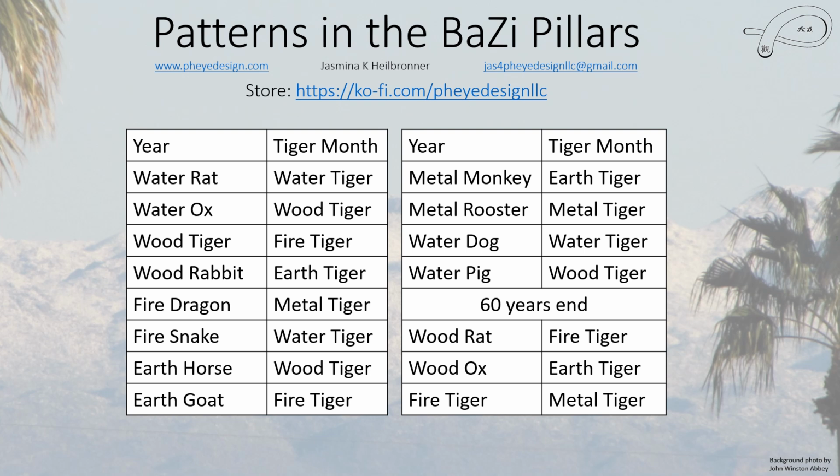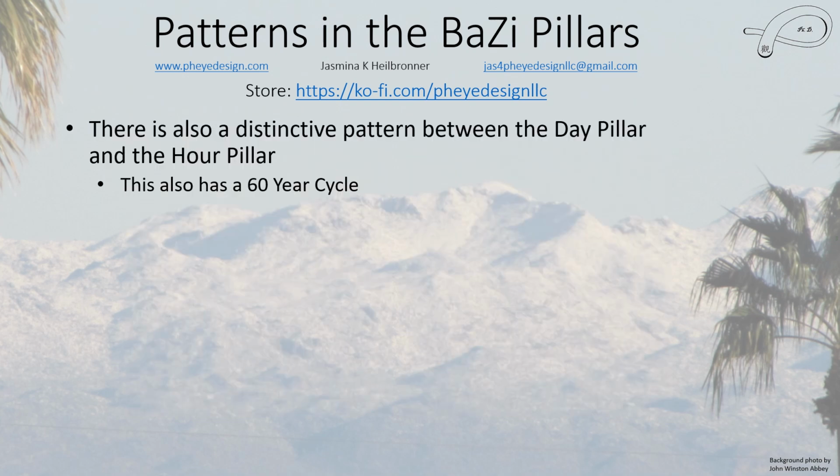So there is a 60-year cycle in the year and the month. It will always repeat. So it's not like we have 360 possibilities. There's only 60 for the combination of the year and the month. Now there's also a distinctive pattern between the day pillars and the hour pillars. This also has a 60-year cycle.